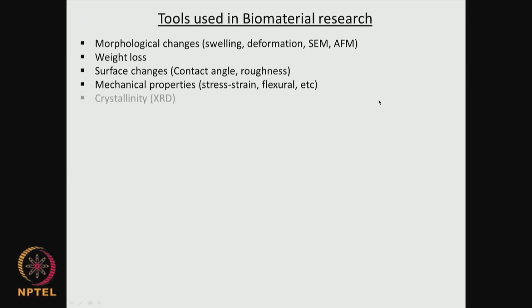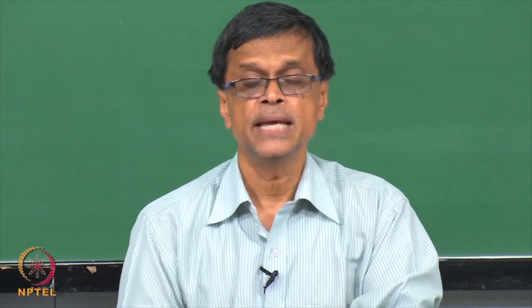Then comes crystallinity. Has the material become more crystalline, or has it gone from crystalline to more amorphous? Because of the crystallinity changes, the degradation pattern may change, and some of the mechanical properties may change. So, we would like to know whether there are changes in crystallinity. Sometimes when the material becomes amorphous, it may even solubilize. A crystalline polymer may be insoluble, whereas when it becomes an amorphous polymer, it may become soluble. So, we need to understand the crystallinity.